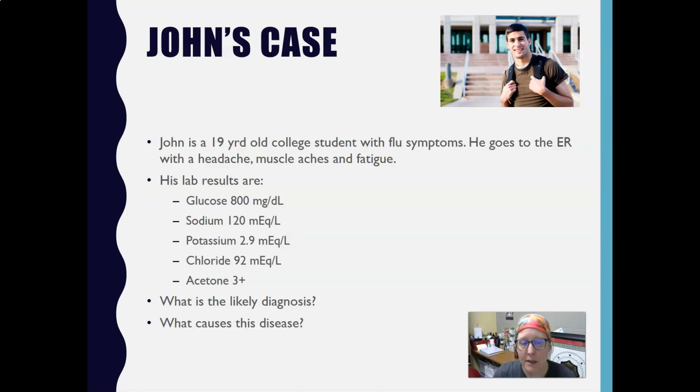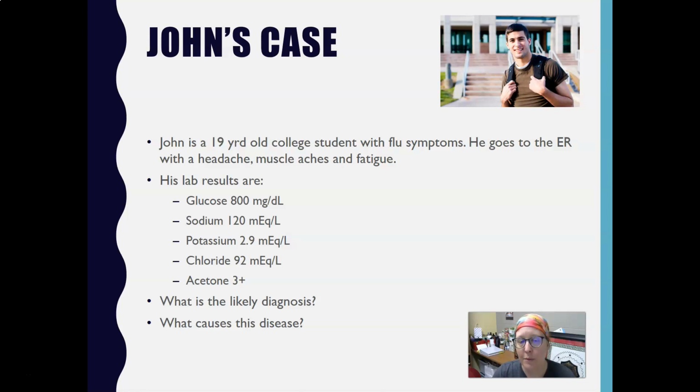So hyperglycemia, and it is definitely in the diabetes range because it's 800. And we're going to talk about cutoff values and all that here in just a minute. So sodium, potassium, and chloride are all low and basically show loss of electrolytes and dehydration.